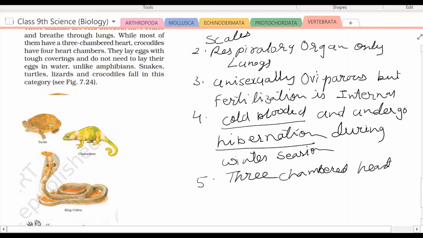So two classes remain, it is Aves and Mammals, and comparisons between the different classes we will discuss in the next lecture.